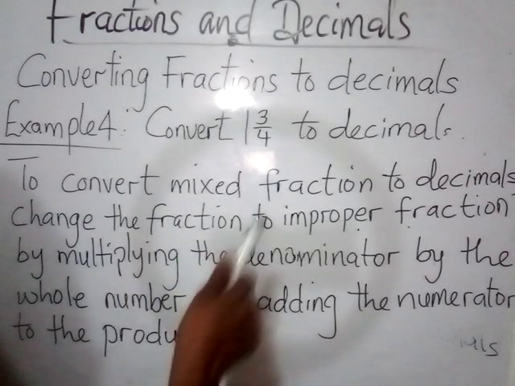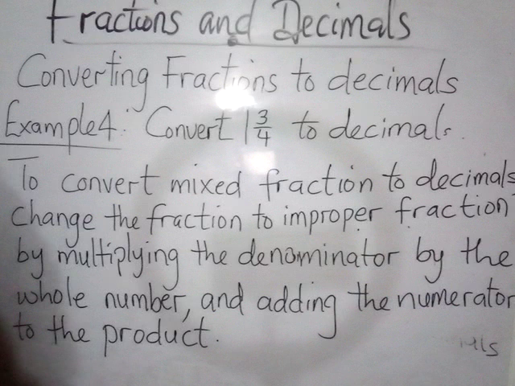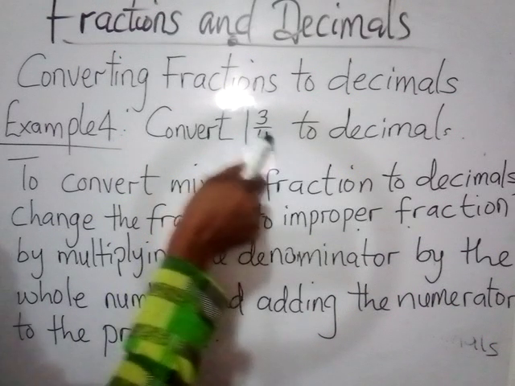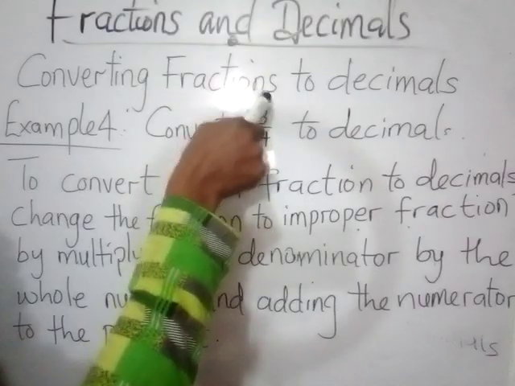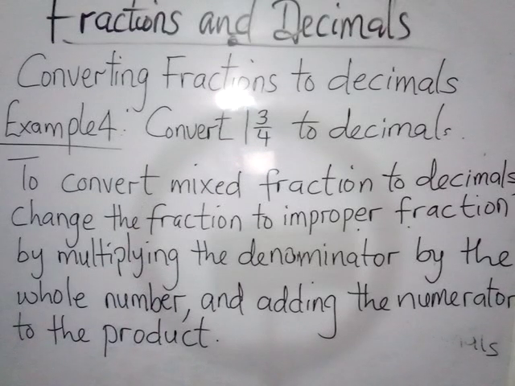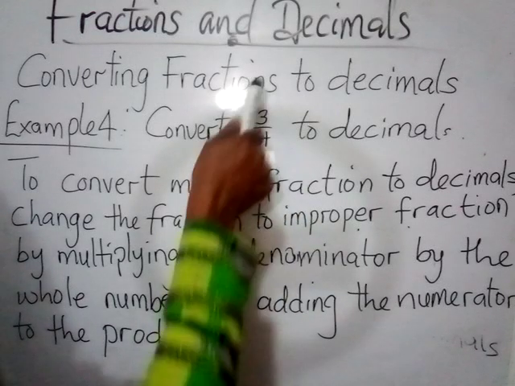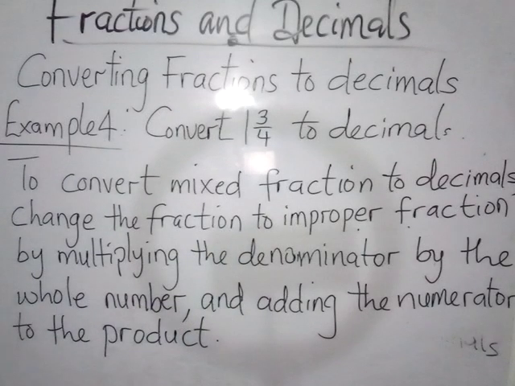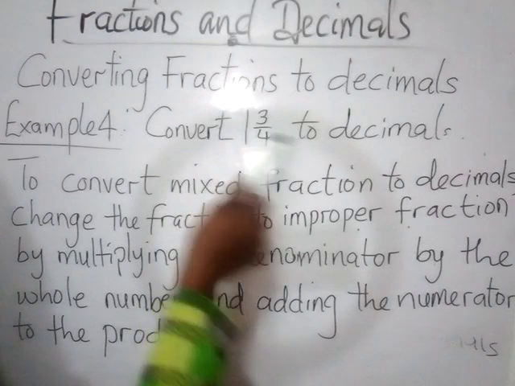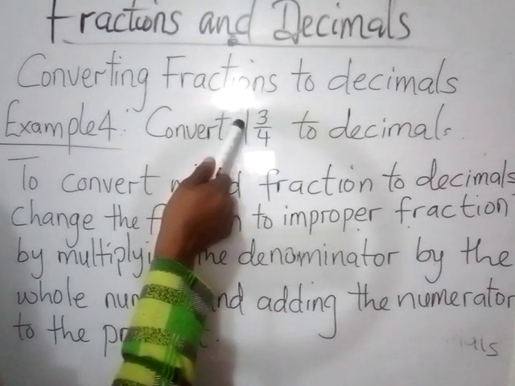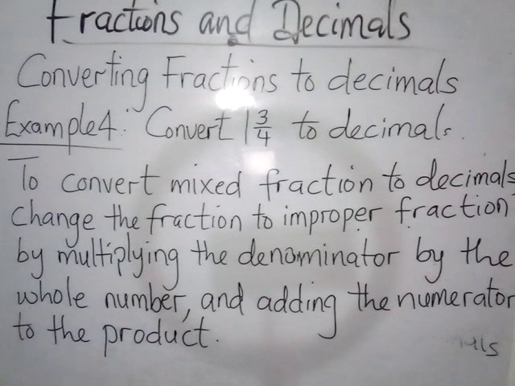You remember your improper fraction, where you have a bigger numerator than the denominator. So first you convert the fraction to an improper fraction. How do you do that? You multiply the denominator by the whole number, and the answer you get, you add it to the numerator. Okay, we're going to look at an example and you see how it goes. So once you convert it to an improper fraction, using what I just described, multiplying the denominator by the whole number and then adding it to the numerator, you will now start your division. You now go back to that method that we used in converting fractions.